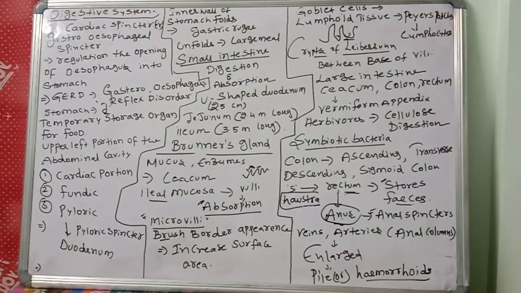And what is the use of symbiotic bacteria in herbivores, especially in the cecum and colon, and how is it useful for cellulose digestion? Then how many parts are in the colon: ascending, transverse, descending, and sigmoid. What are haustra and what are the anal columns? These are all the things you should remember. From the point of view of the exam, very useful.